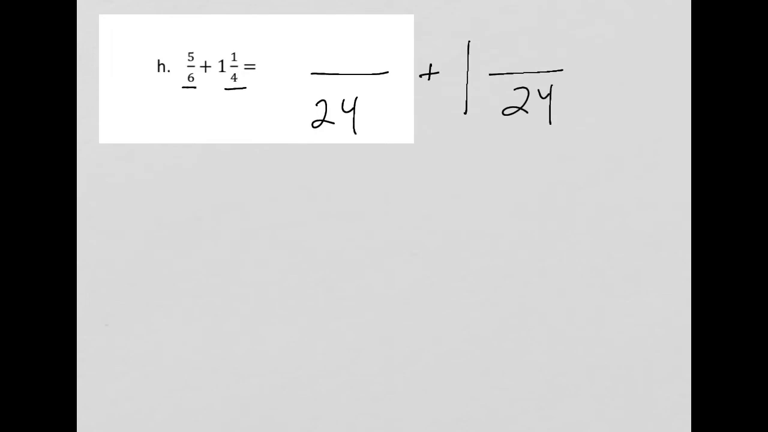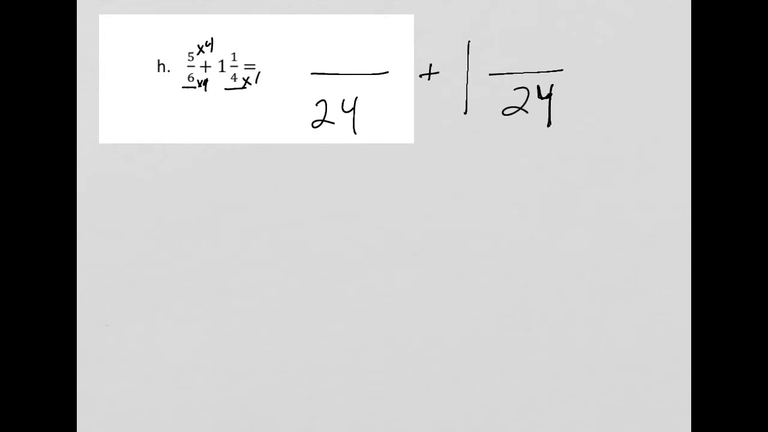Notice how I'm keeping the 1 the same. I'm not affecting my 1 here at all. I'm just changing the fraction denominator. So I know my new denominator is going to be 24 because 6 times 4, my denominators times each other, equals 24. Now, I need to treat my numerators the same. So 6 times 4 was 24. So I have to do 5 times 4.